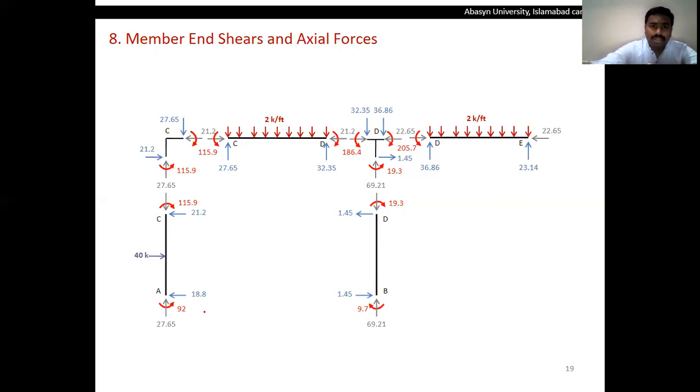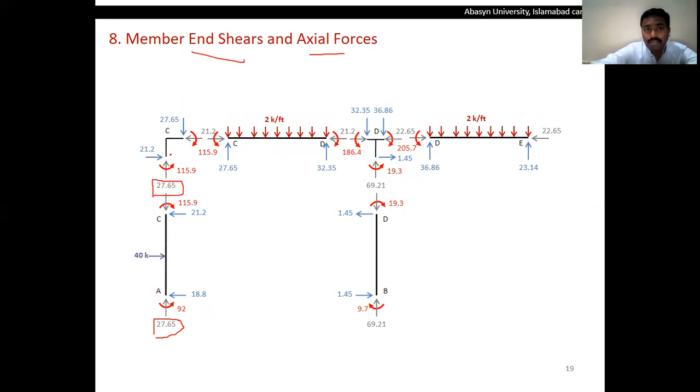The only difference in terms of an axial frame, apart from the end shears that you will get, is the axial forces, which are basically the vertical reactions for the member A to B, which is 27.65 that you will get, and the same movement will move to the other end of the member but in the opposite direction, so its value will be minus 27.65.